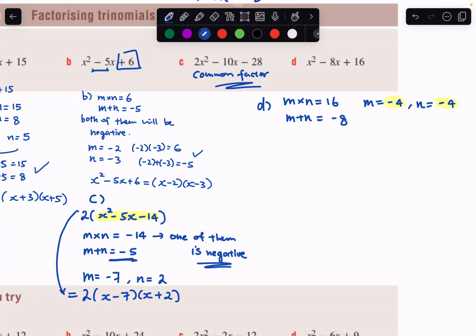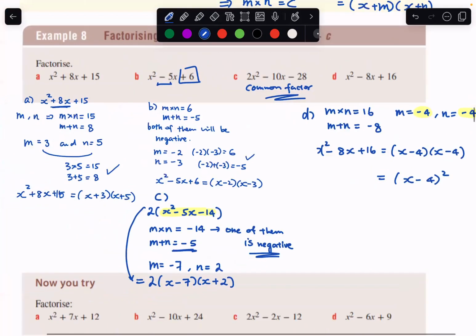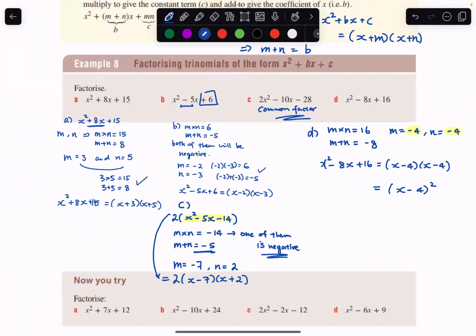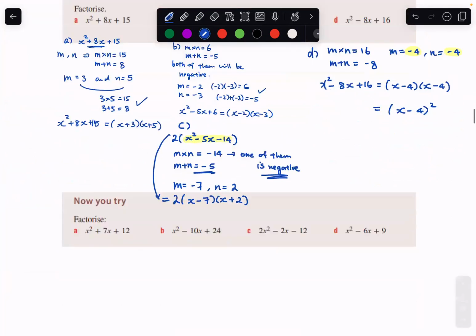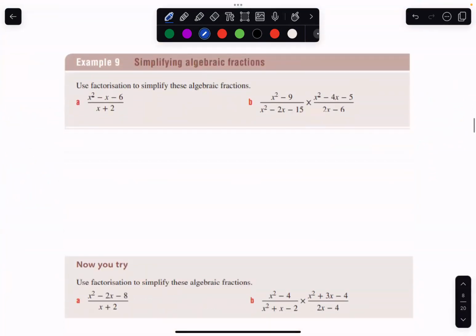Doesn't matter. All right, so now this one can be written as x squared minus 8x plus 16 will equal bracket x minus 4 times x minus 4. So that one is just a perfect square, x minus 4 to the power of 2. All right, finish. So this is how we apply the monic quadratic trinomial. Just follow the rule, and let's have a look at the next one.